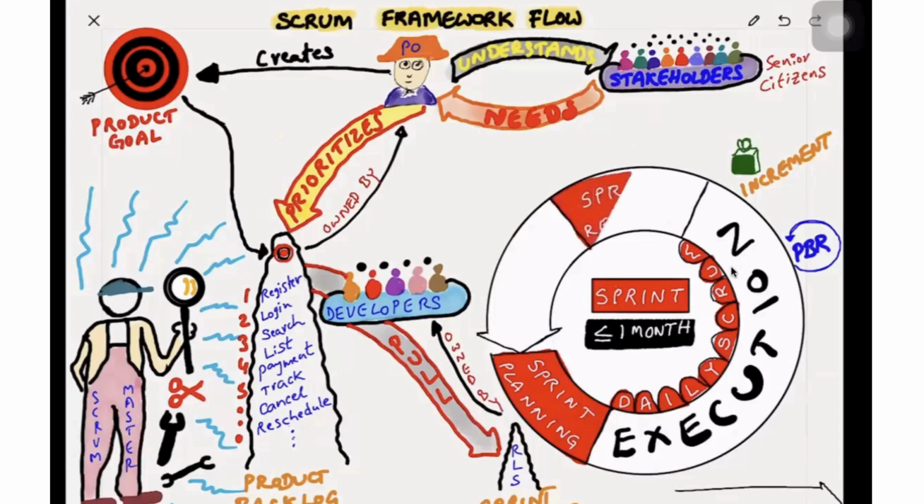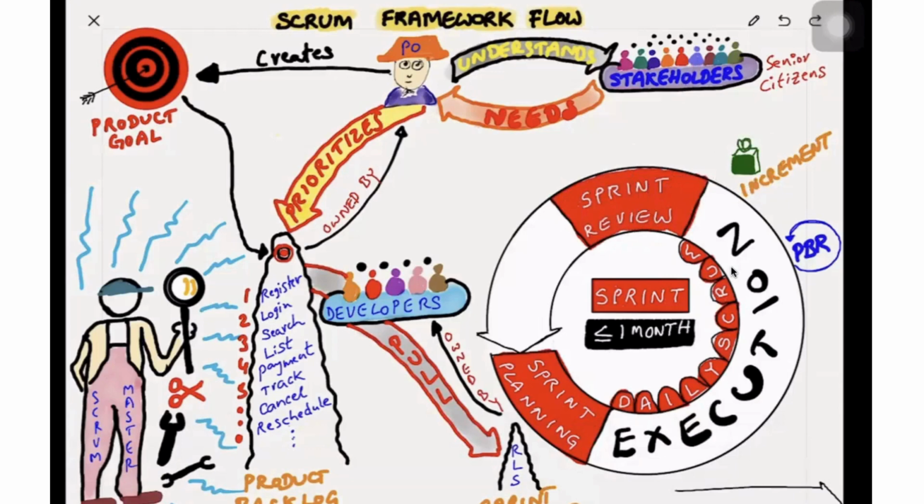On the last working day of the sprint, there will be a sprint review. The purpose of the sprint review is to showcase the increment to the stakeholders. So the Scrum team will invite the stakeholders.